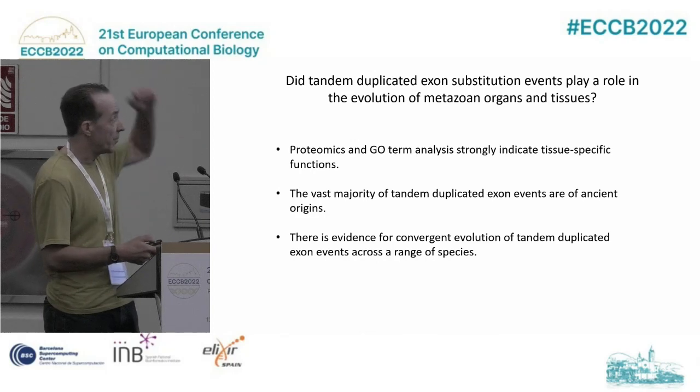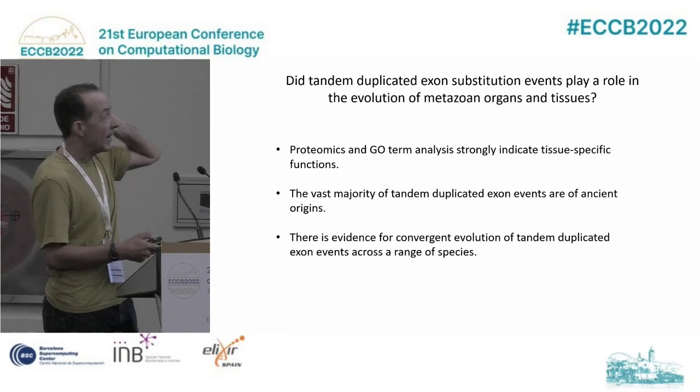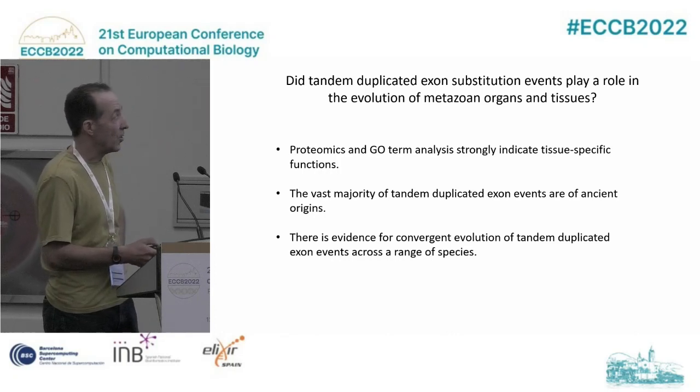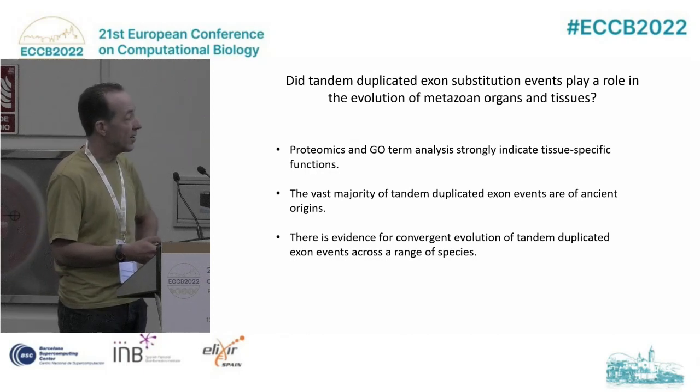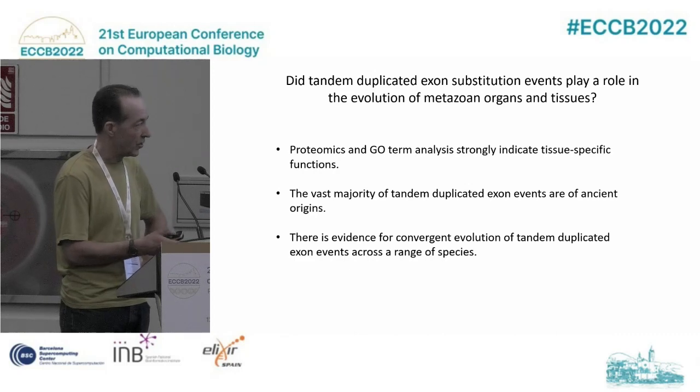So what these results seem to be showing is that maybe these events have some sort of role in the evolution of metazoan organs, because first of all, there's a lot of evidence to suggest that these things are highly tissue specific. The vast majority of tandem duplicated exon events are ancient in all species, and there's a lot of evidence for convergent evolution of the tandem duplicated exon events across the species.